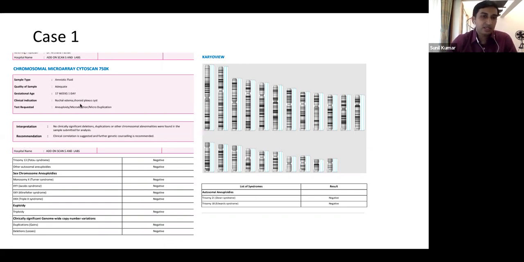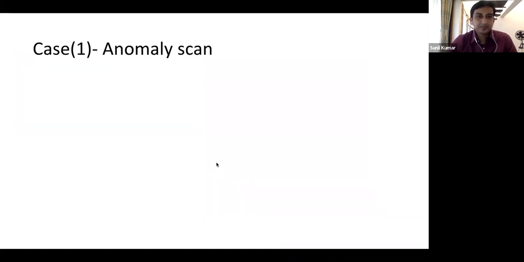Because once we tell nuchal edema, and even this baby had a choroid plexus cyst, the patient didn't want to take any chance. Even the gynecologist didn't want to take any chance. So we did an amniotic fluid analysis for karyotyping. Here, trisomy 21 Down syndrome negative, trisomy 18 negative, all other chromosomes negative.